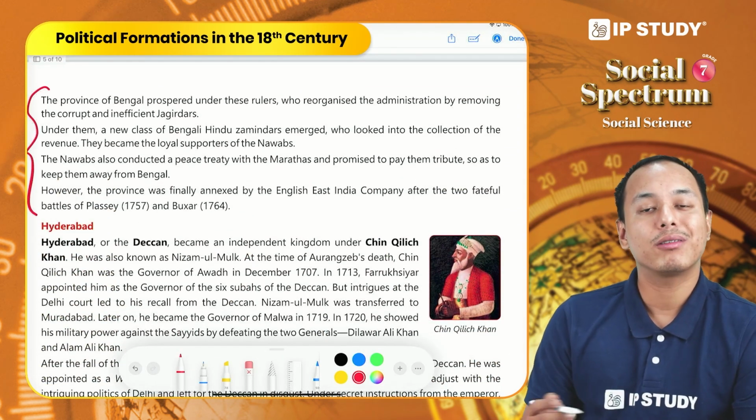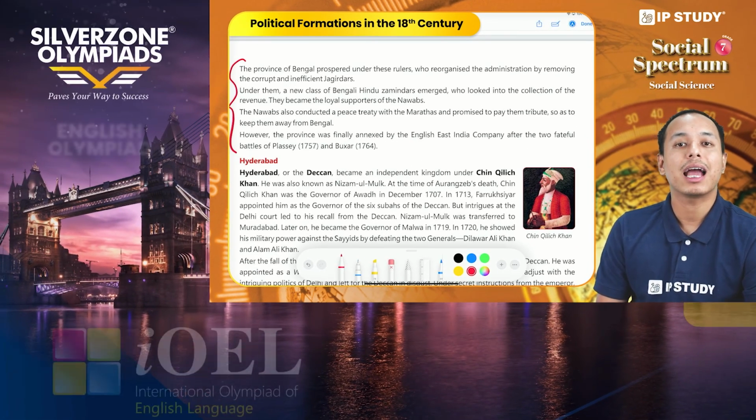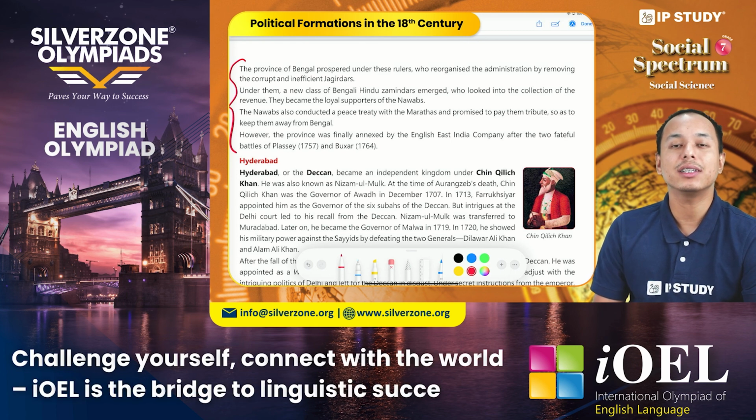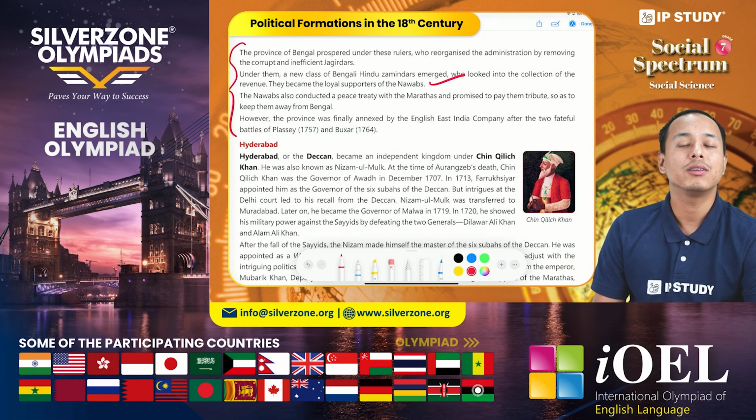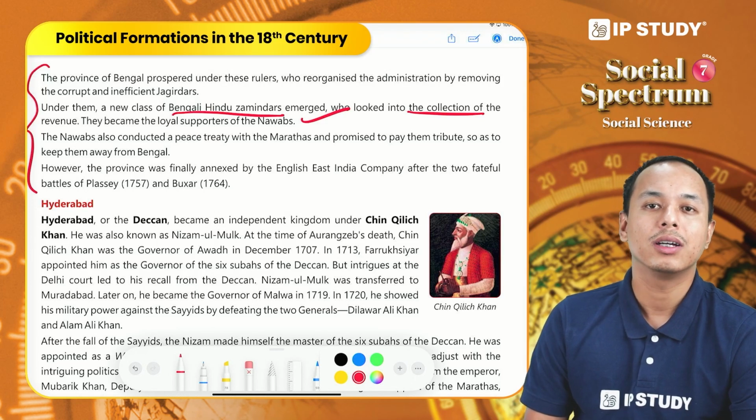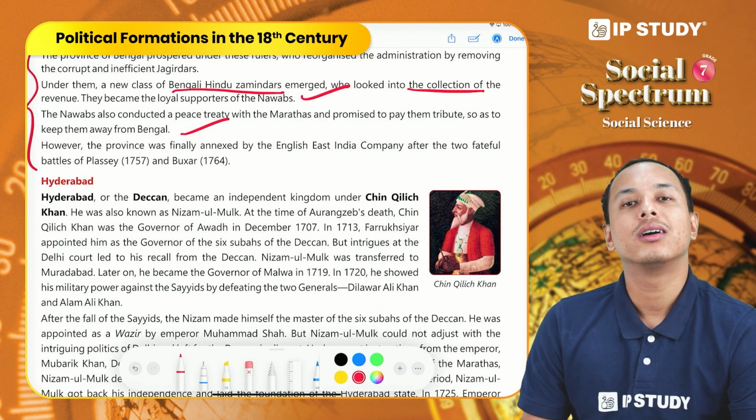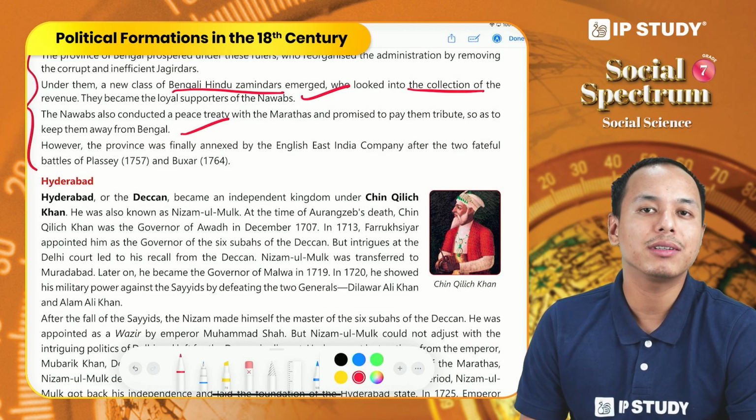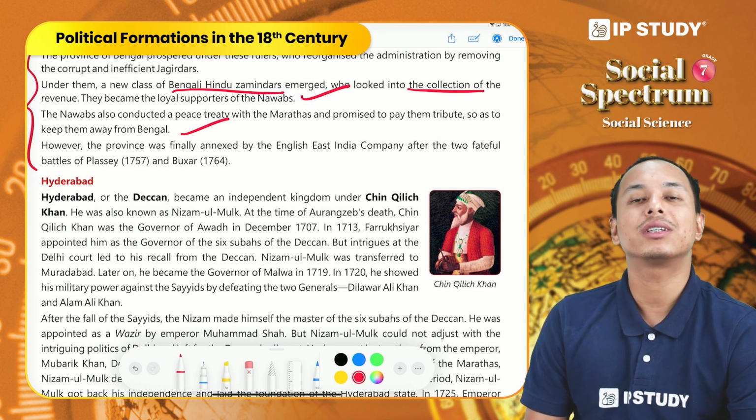Now the province of Bengal became prosperous under these rulers because the administration replaced many of the corrupt and inefficient Jagirdars. Also, under these rulers, a new class of Bengali Hindu Zamindars emerged, who looked into the collection of revenue, and this class was very loyal to the rulers. The Nawabs also signed a peace treaty with the Marathas, in which they promised to pay tribute so that the Marathas would stay away from Bengal.